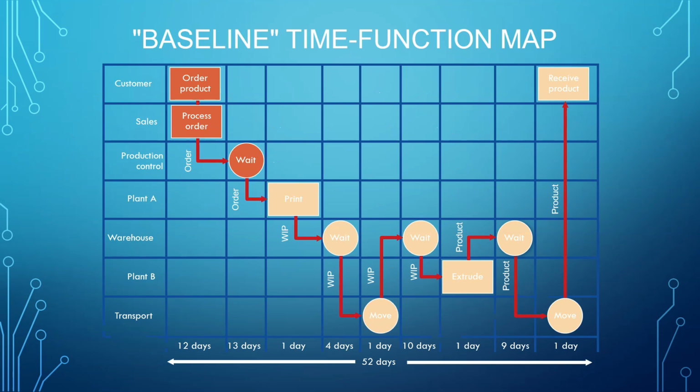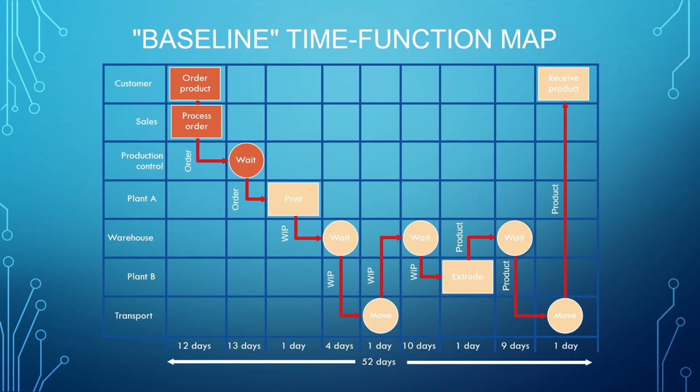This figure shows a time function mapping diagram that maps the process of ordering a product as a function of time. The customer will place the order and the salesperson will process that order, and that will take around 12 days. It will wait 13 days in the production control to schedule the activities needed for production and find the resources. Then it will be sent to plant A for printing, which will take 1 day.